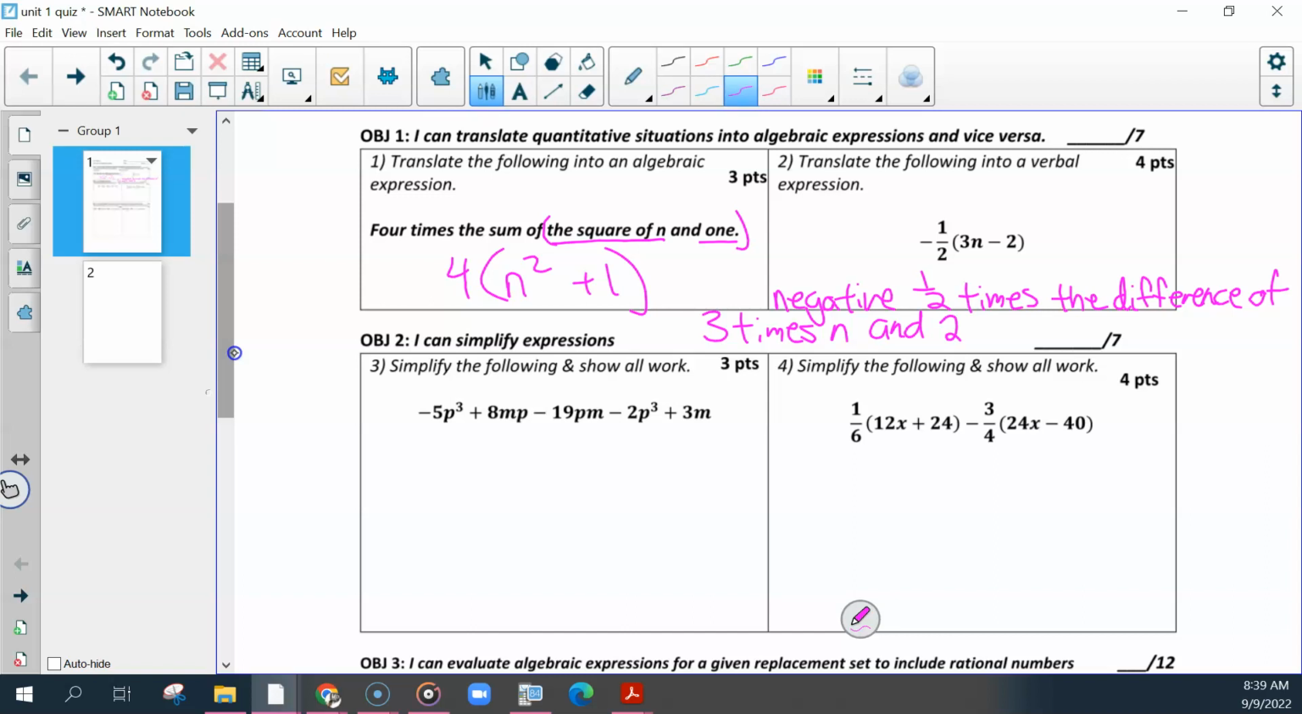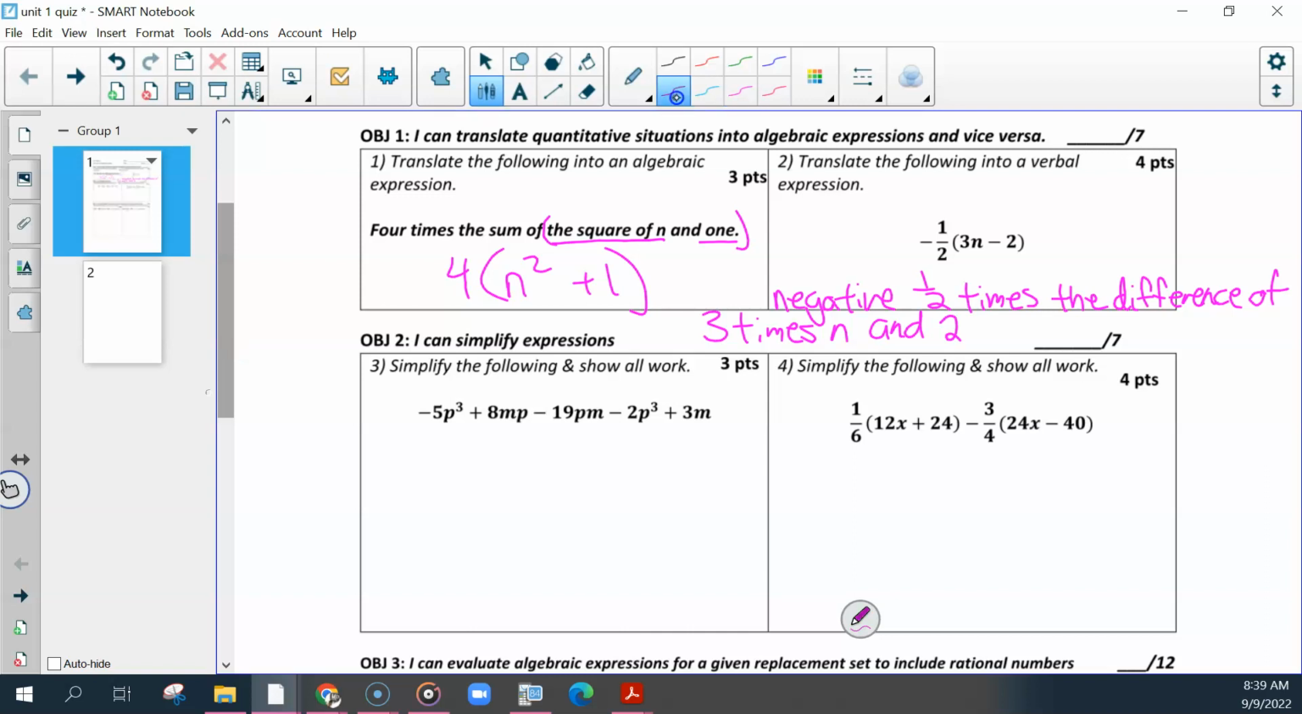So the 3 points for the first one were making sure you had 4 times the parentheses, the square, and the addition. The 4 points for this one were having the negative, multiplying to everything, the difference, and x. So if you had those, then you were good.